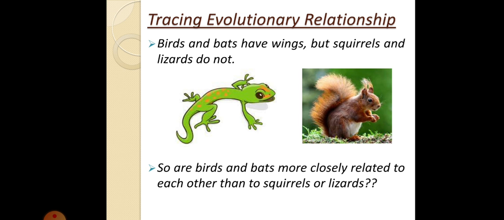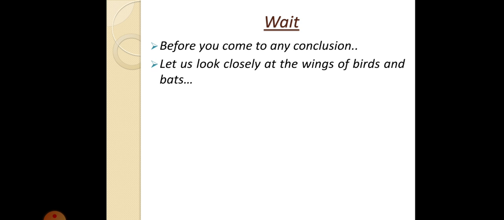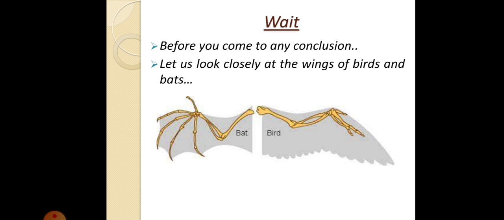So are birds and bats more closely related to each other than to squirrels or lizards? Does it mean that birds and bats are more closely related than squirrels or lizards? What do you think? Wait. Before you come to any conclusion, let us look at the wings of birds and bats very carefully. See the structure of the wings of the bat and bird. Can you see any similarities or any differences? What do you think?